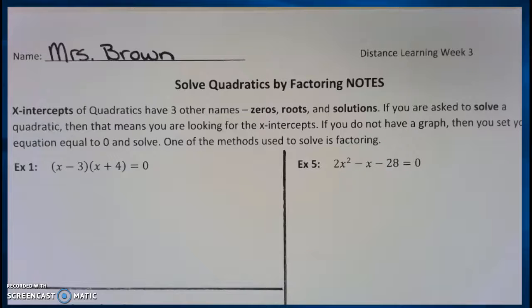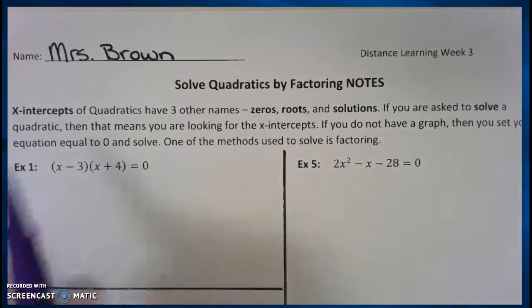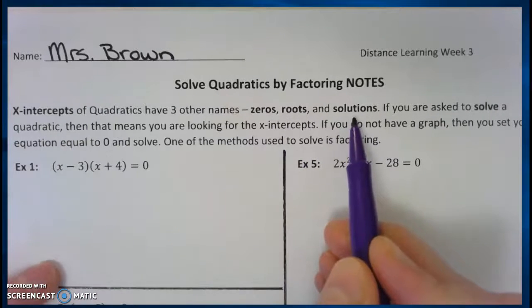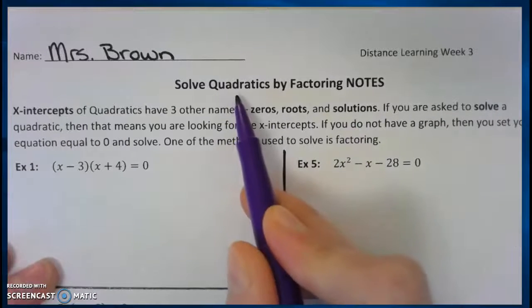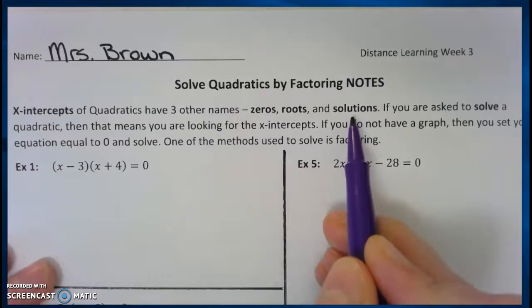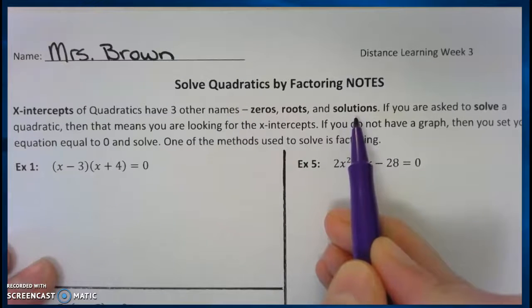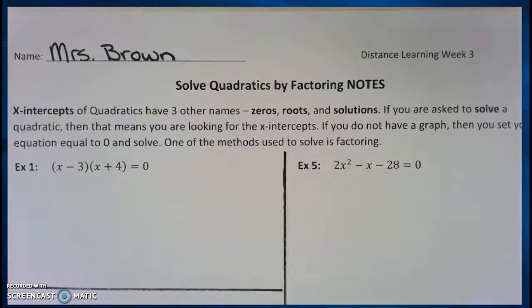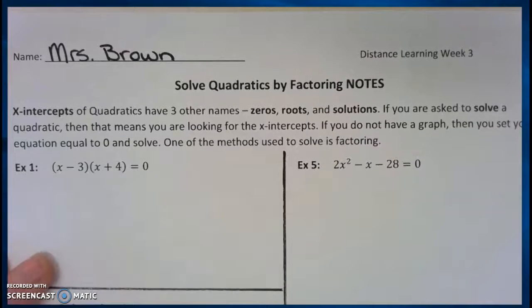So today we are going to learn how to solve quadratics by factoring. Now, x-intercepts have three different names: zeros, roots, and solutions. So anytime that they tell you to solve a quadratic, you're looking for the solutions, that's talking about the x-intercepts. There are a bunch of different ways to solve quadratics if you do not have a graph, and today we're going to learn the first one, which is factoring.